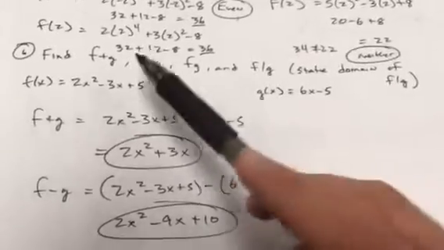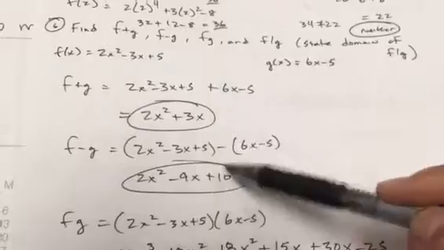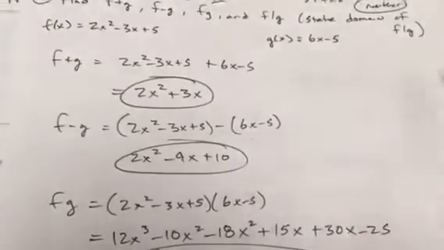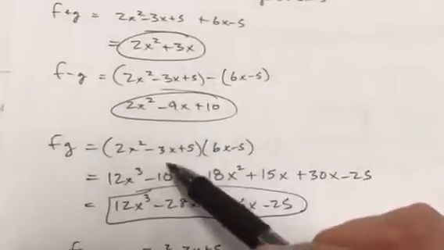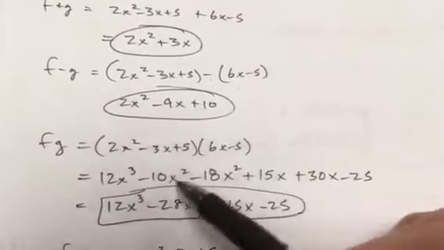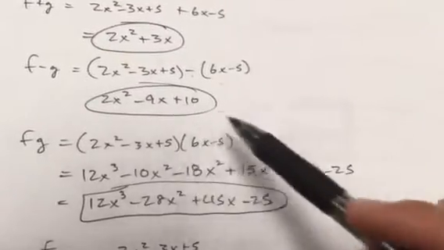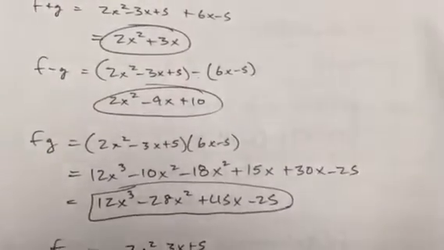Just add the two equations for f plus g. Subtract the two equations for f minus g. Make sure you are subtracting all of it. Multiply the two equations for f times g. You have a 3 by 2, so you're going to have 6 terms first. Again, do that, draw the arrows. Okay, there's going to be 6 of them.